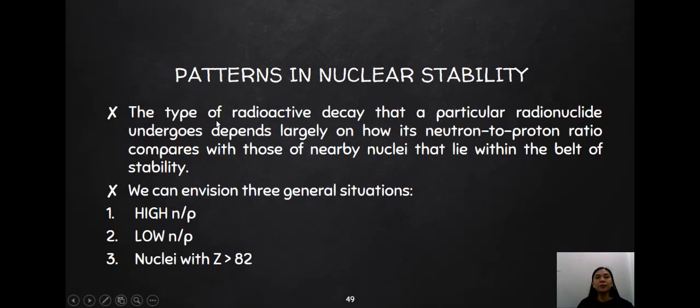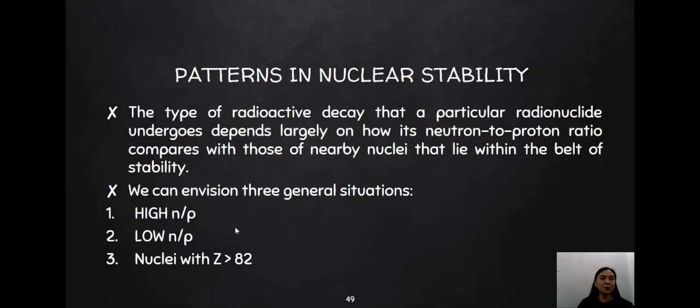So here, the type of radioactive decay that a particular radionuclide undergoes depends largely on how its neutron to proton ratio compares with those of nearby nuclei that lie within the belt of stability. We can envision three general situations. The first one is if we have a high neutron to proton ratio. The next one is the low neutron to proton ratio. And the last one is your nuclei with atomic number larger than 82.